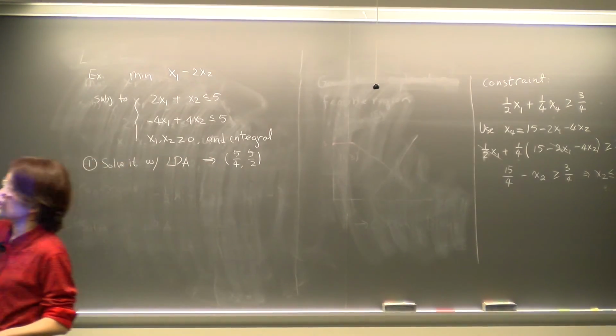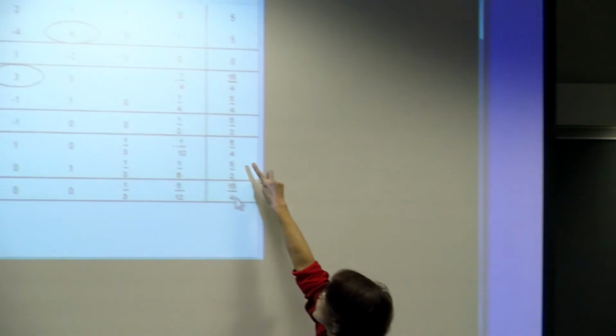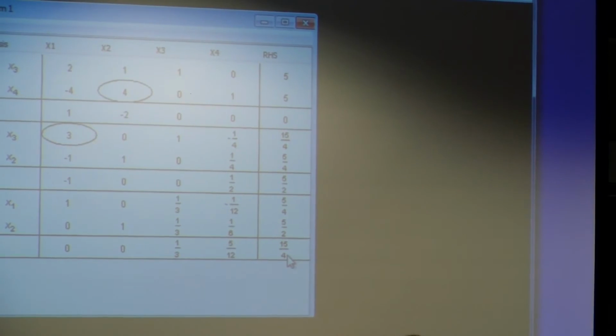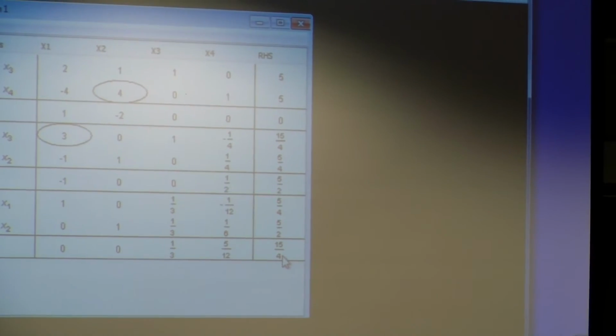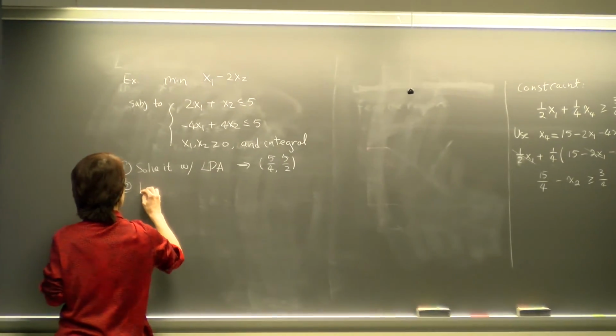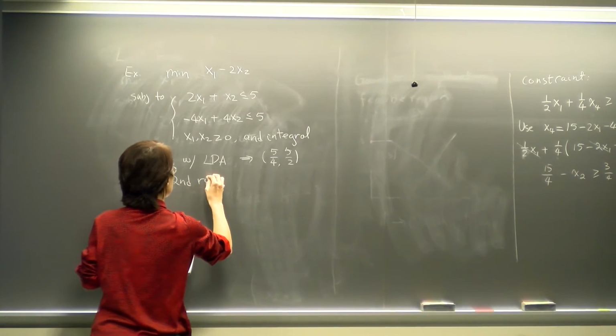Now I need to pick one of them to continue. Let's look at the first row. The fractional part is 1/4. The second one, the fractional part is 1/2. That's bigger, right? So I'm going to pick the second row. Okay, let's just follow the algorithm. So pick the second row.